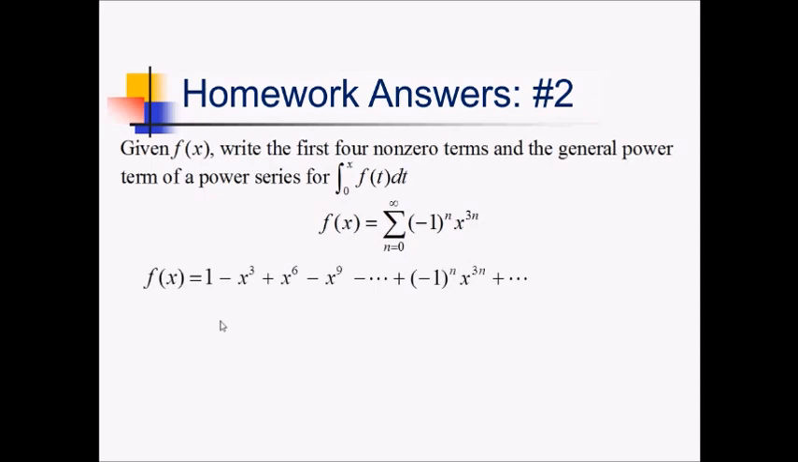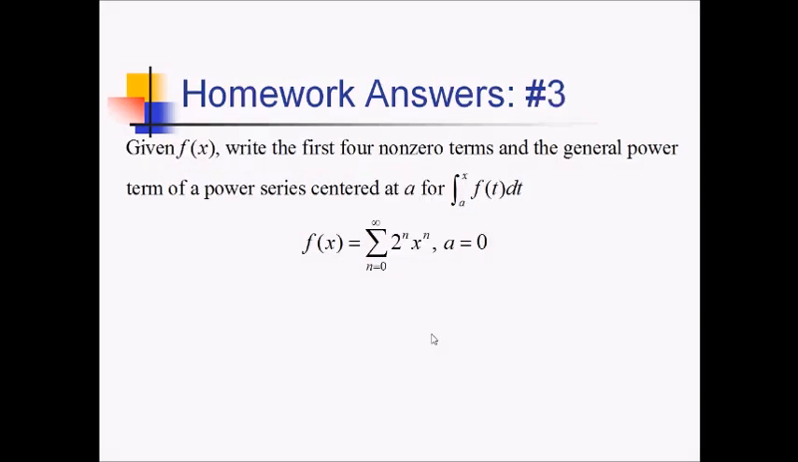So just skipping to the answers, we have this one becoming an x, and this next one becomes minus 1/4 x to the 4th, plus 1/7 x to the 7th, minus 1/10 x to the 10th. And then over here, this is going to be negative 1 to the n over, this bumps up to 3n plus 1, so this is going to be over 3n plus 1 times x to the 3n plus 1. And that's it.